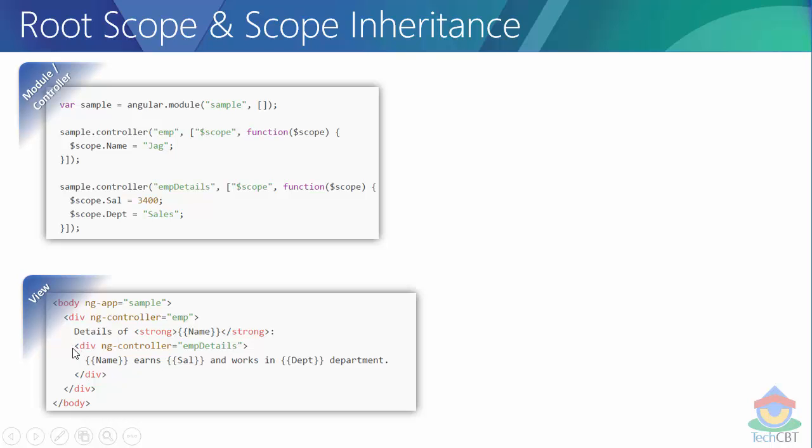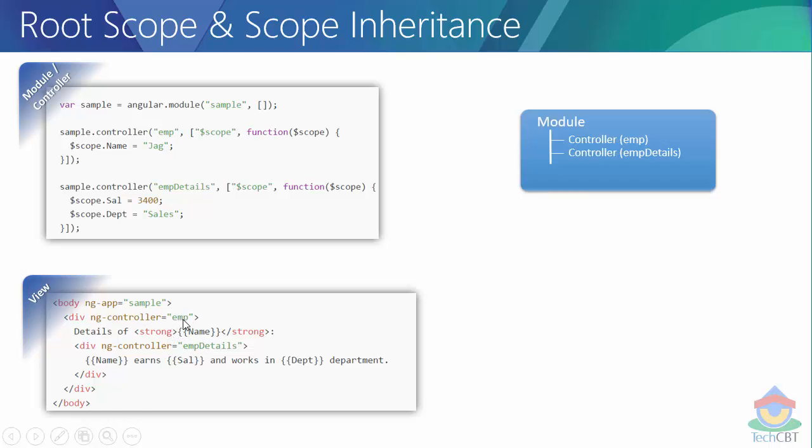I just wanted to point out that this particular div, or this controller EMP details, will actually be nested as part of EMP. We already knew this: whenever AngularJS executes this part, it creates a module, and afterwards it creates two definitions of the controllers, named EMP and EMP details respectively.